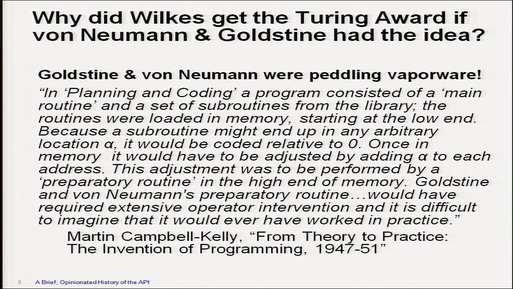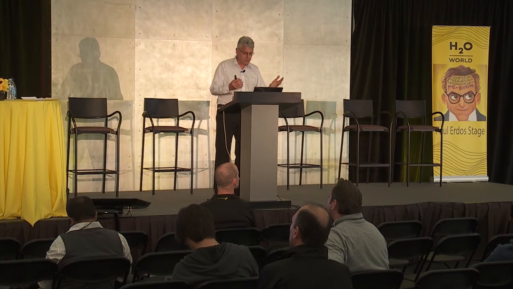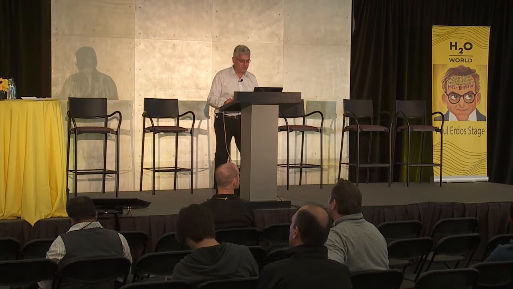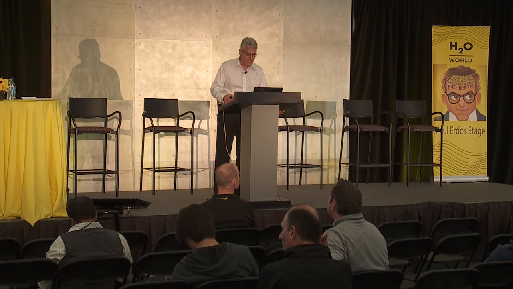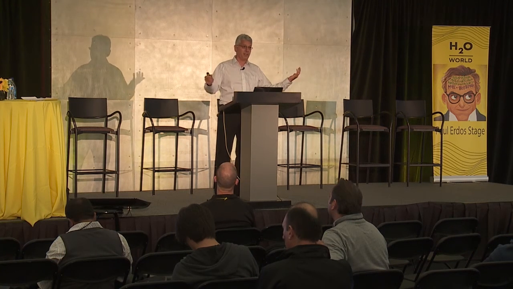And here is a quote that I think describes it better than I could, from Martin Campbell-Kelly's, basically a historical reference to that period. He says, in Planning and Coding, which was the thing written by Goldstein and von Neumann, a program consisted of a main routine, a set of subroutines from the library. The routines were loaded in memory, starting at the low end. Because a subroutine might end up in any arbitrary location alpha, it would be coded relative to 0. Once in memory, it would have to be adjusted by adding alpha to each address. This adjustment was to be performed by a preparatory routine in the high end of memory. Goldstein and von Neumann's preparatory routine would have required extensive operator intervention, and it is difficult to imagine that it would ever have worked in practice.